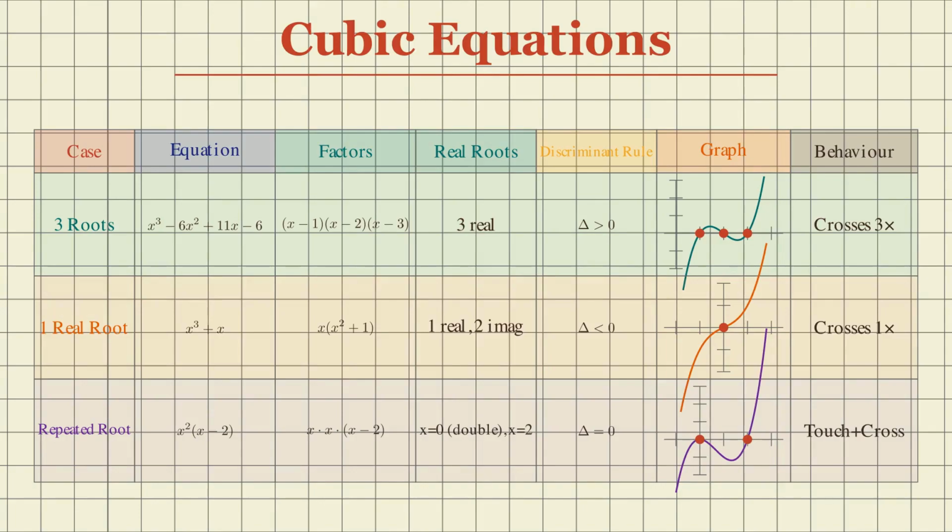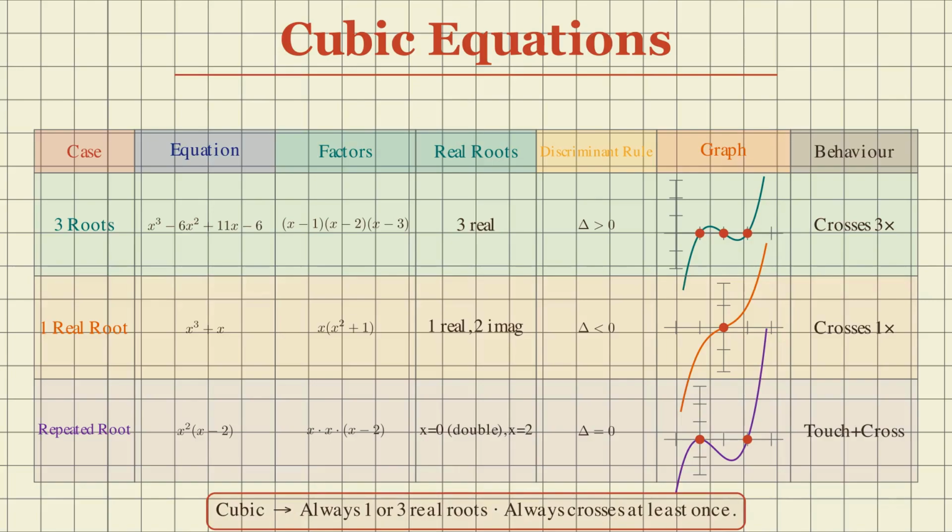So here's the big takeaway for cubics. They always have either 1 or 3 real roots, never 0. Because remember, they're odd degree. They are mathematically forced to cross the x-axis at least once. You can count on that.